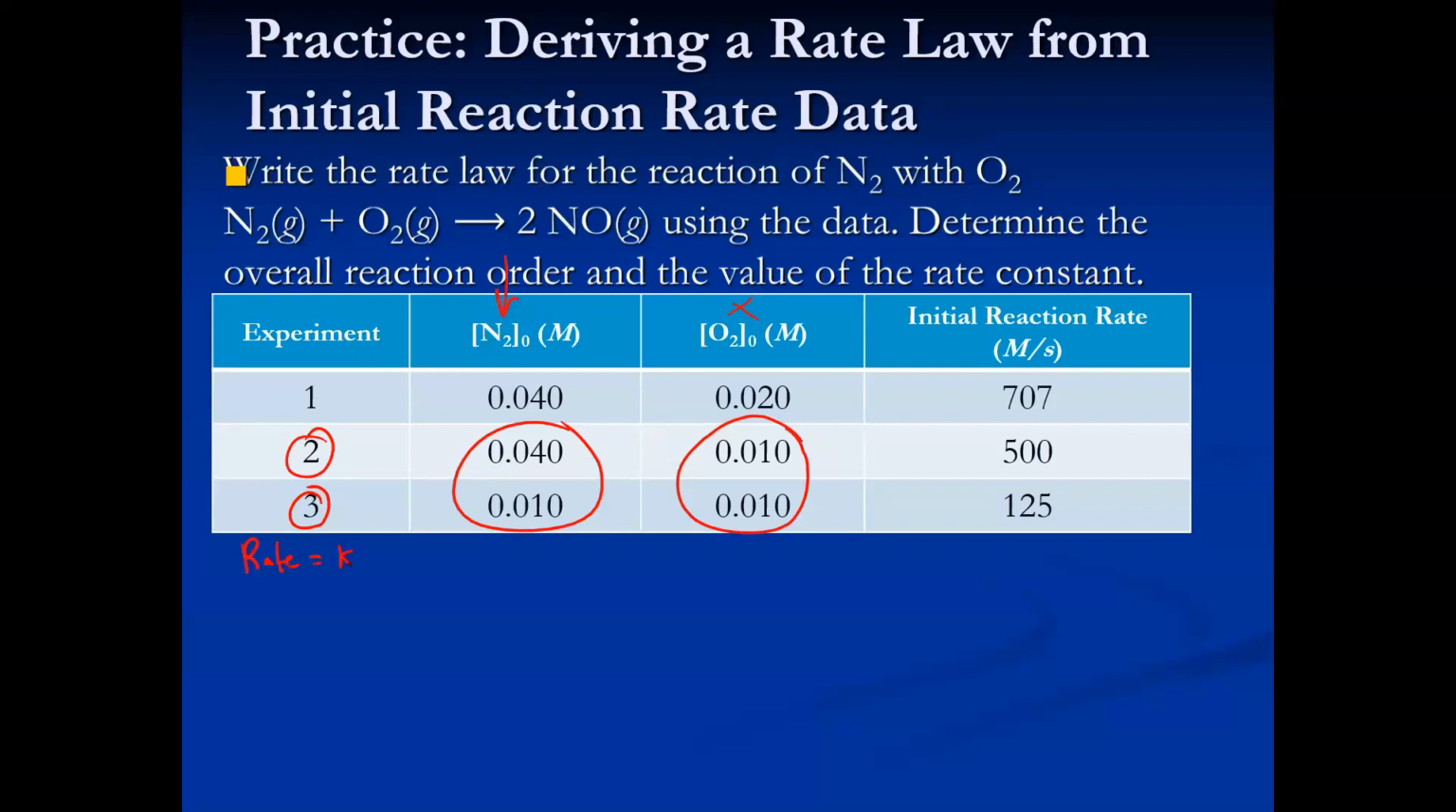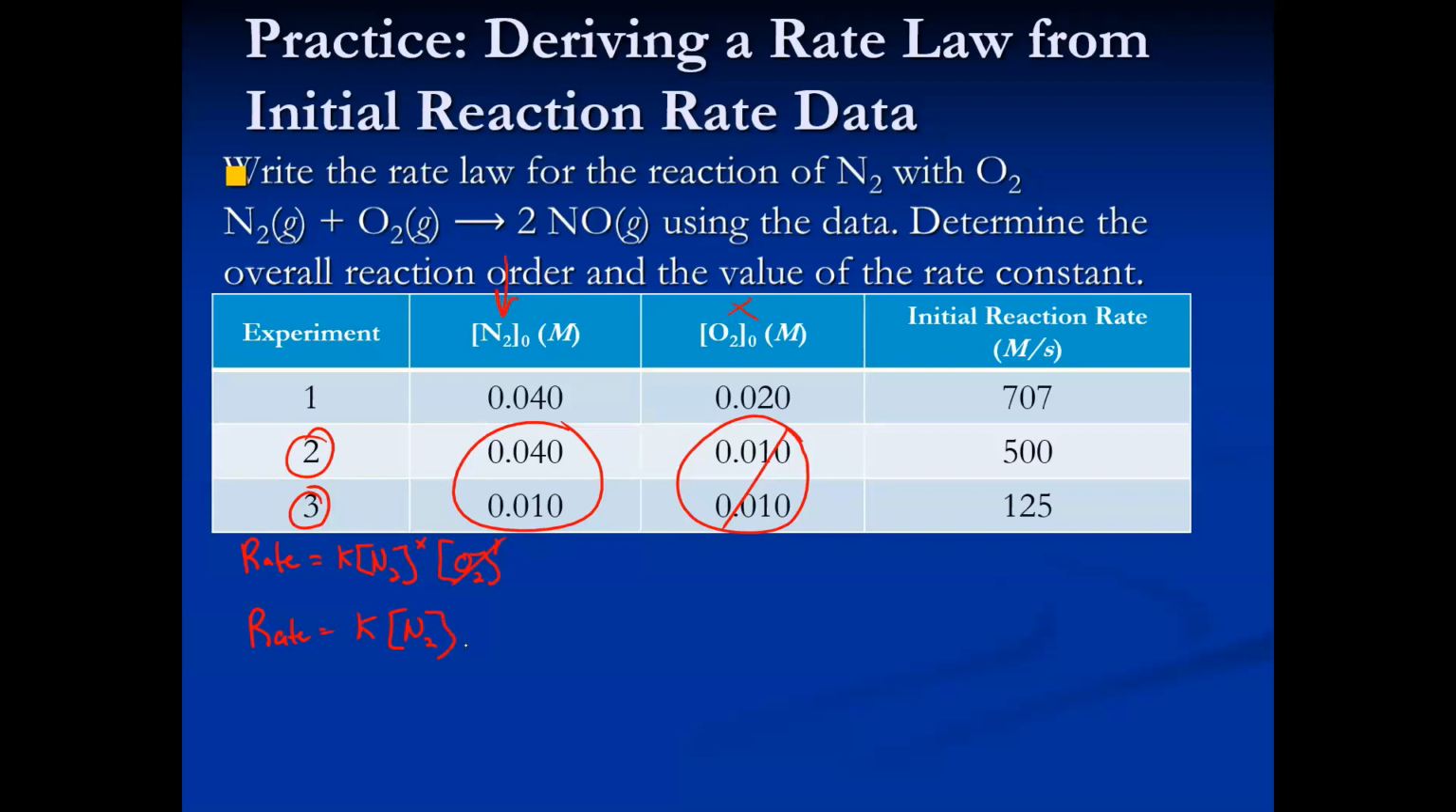It's going to be k times N2 to the X, or M or N or whatever you want to say, and then O2 to the Y. That's our rate law. So we're trying to figure out our X and Y. Well, our O2s are going to be constant, so we're going to ignore that. And so when we write this, we have the rate equals k times N2.